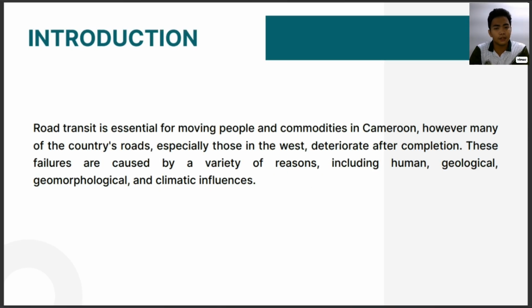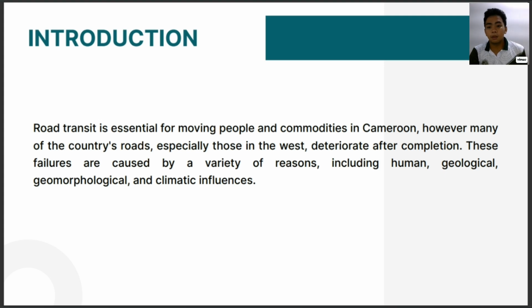Road transit is essential for moving people and commodities in Cameroon. However, many of the country's roads, especially those in the west, deteriorate after completion. These failures are caused by a variety of reasons, including human, geological, geomorphological, and climatic influences. The slope and pavement stability are jeopardized by geological variables such as weathered bedrock, clayey soils, steep slopes, inadequate drainage, and heavy rainfall. These problems are made worse by poor construction methods and incomplete site inspection.